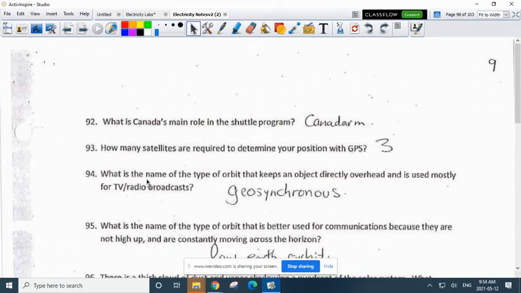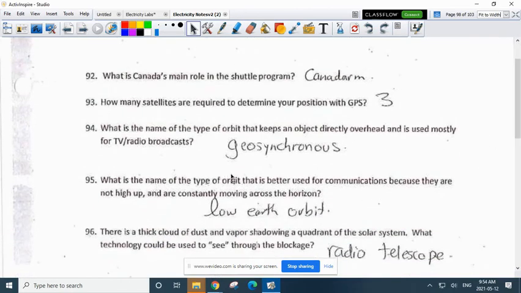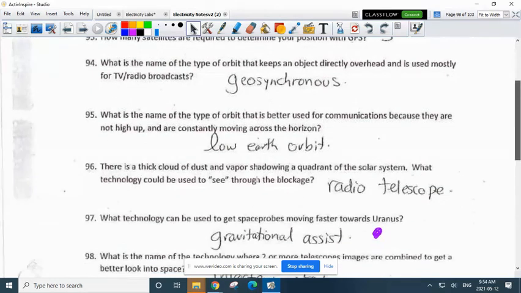That's 3. What's the name of the type of orbit that keeps objects directly overhead? It's used for TV and radio broadcasts. It tends to be geosynchronous. It doesn't have to be. What is the name of the type of orbit that's used for communications? Because they're not high up and they're constantly moving across the horizon. That's low Earth orbit. There's a thick cloud of dust and vapor shadowing a quadrant in the solar system.